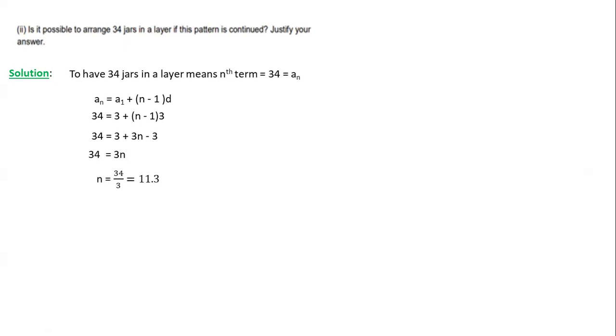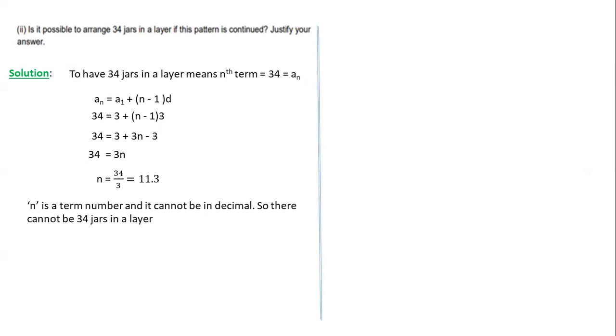That is 11.3. But what is n? n is the number of layers. The number of layers cannot be in decimals. So there cannot be a layer which has 34 jars. That is the conclusion. n is a term number and it cannot be a decimal. So there cannot be 34 jars in a layer. This was your second bit. Now let us take up the third bit.